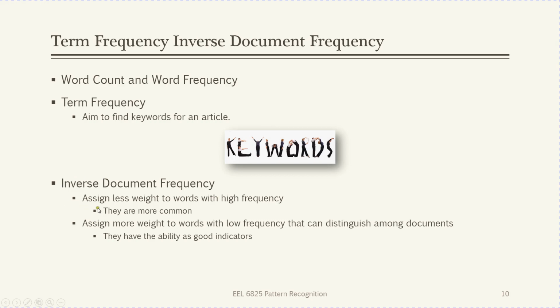So we assign less weight to words with high frequency because they are more common, so they cannot identify the uniqueness of an article. And we assign more weight to words with low frequency that can distinguish among documents. By that we mean these words, also known as the feature words, have the ability to indicate which type of article this is.